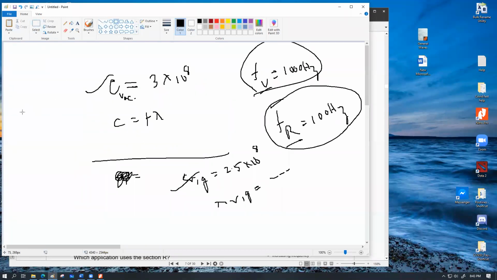Suppose this is a container, okay? I can show you the mechanism of the vuvuzela very easily. The vuvuzela is very easy to explain.